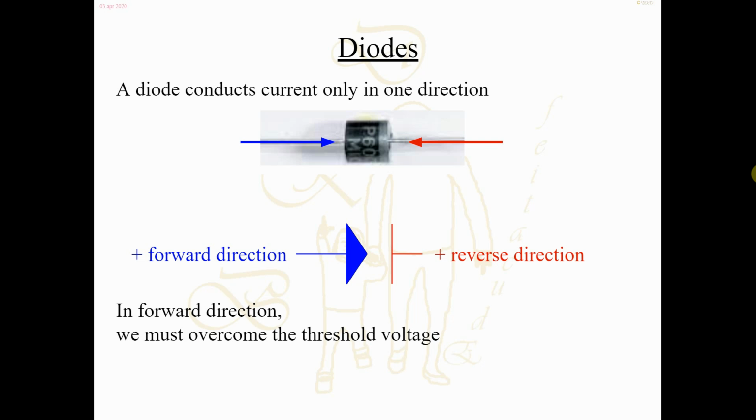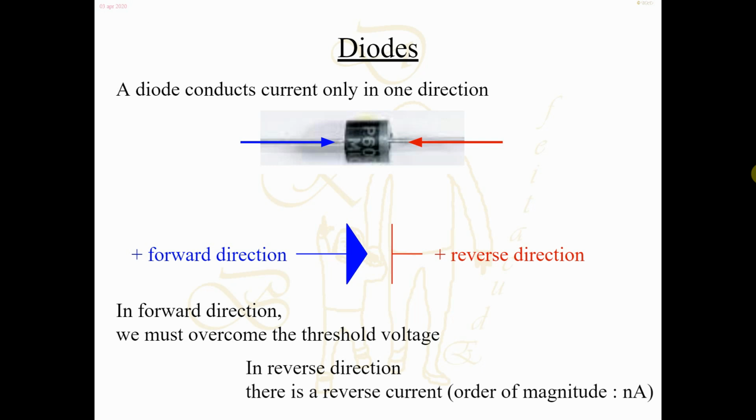And on the other side, we say in the reverse direction the current is stopped. But also that is not entirely true. You will also be left with the so-called reverse current. Not that it's very big. You only have to take it into account for very specific applications of diodes, because the order of magnitude of the reverse currents is the order of nanoamps, so very, very small.